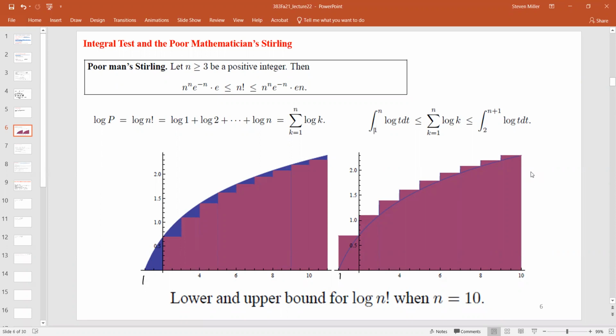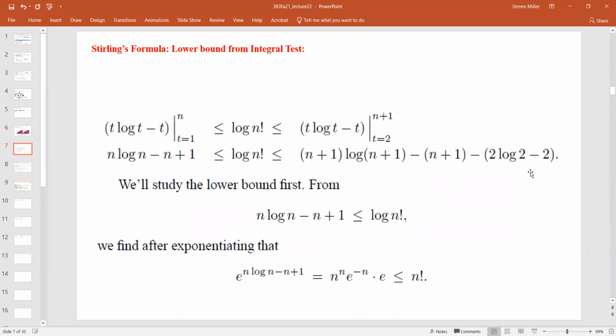Not a huge deal. What's really nice about this is you can come up with really good formulas to control how much your error is. And it's basically going to be related to the first and the last piece, because you can see how much you're missing between them. So you can make this extremely precise. I'm not going to go through all the details.